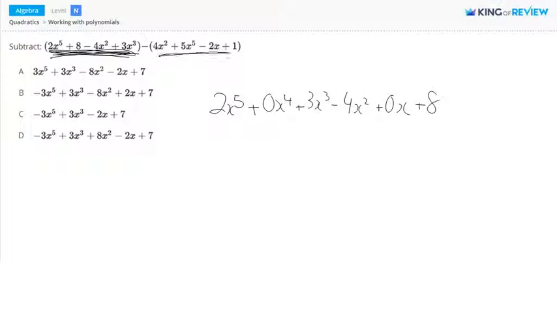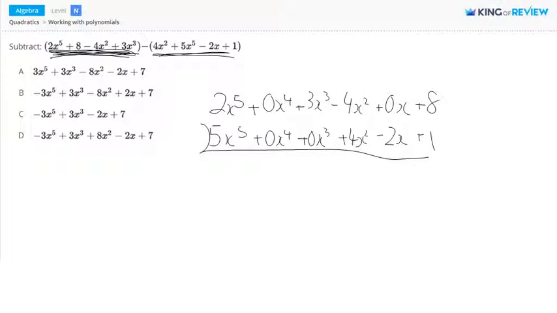What about this part? Well, we have a 5x to the fifth. We don't have anything for our x to the fourth, and then we don't have anything for our x cubed, and then a 4x squared minus 2x plus 1. And we're going to be subtracting this.